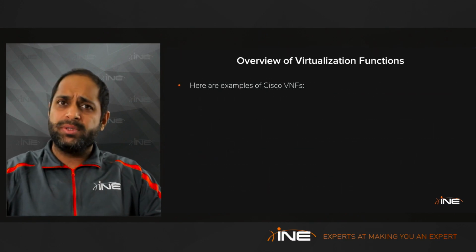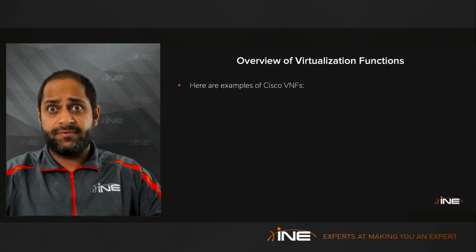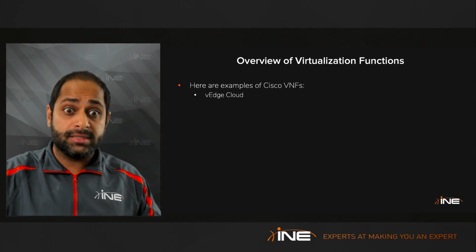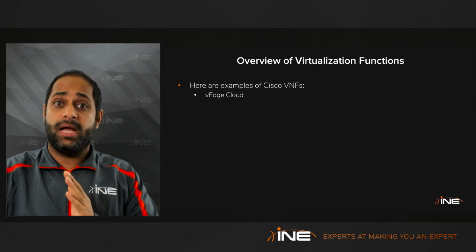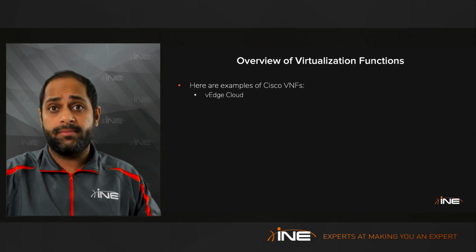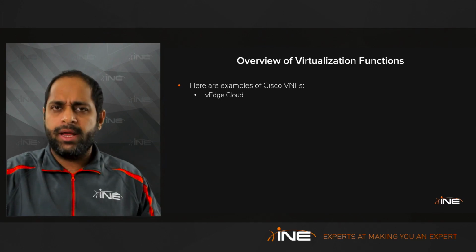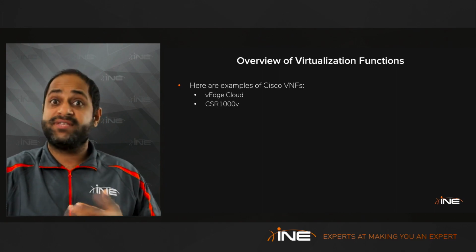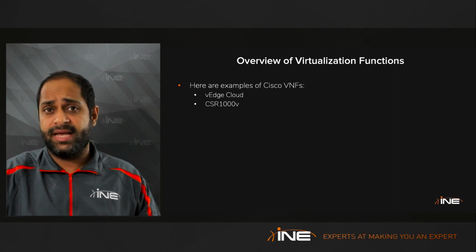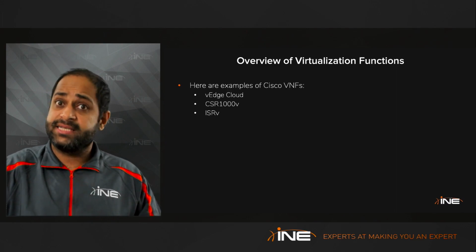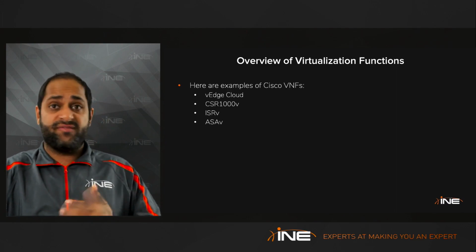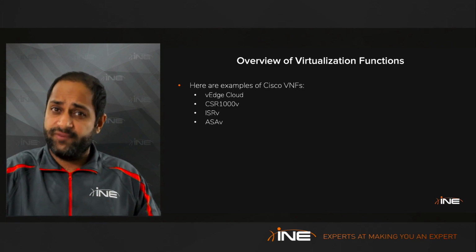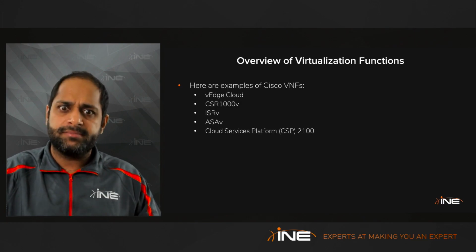Now, here are some examples of Cisco VNFs. When you think about VNF, you should always think about a virtual appliance, which was originally hardware. vEdge Cloud is an example of a VNF. We have CSR 1000V, which is also an example of a VNF. We have ISRv, and ASAv, which is a firewall that was originally a hardware appliance, and now we can deploy a virtual firewall on any hypervisor.